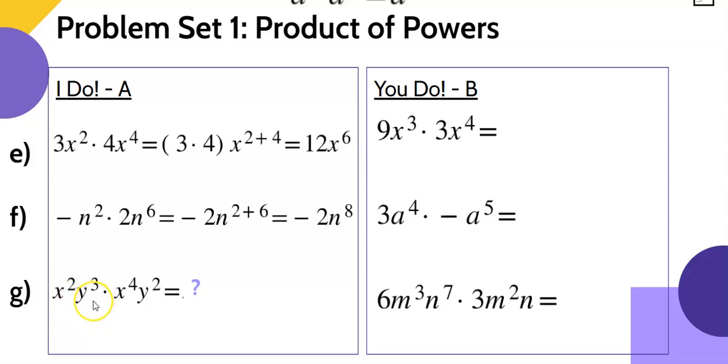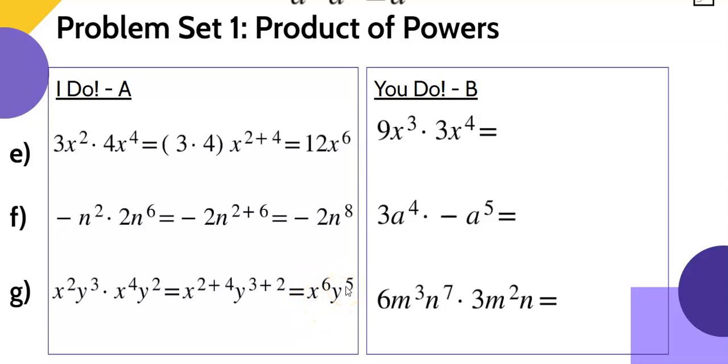Finally, for example G, we have two variables, but you approach it the same way. So x to the second power and y to the third power times x to the fourth power and y to the second power. Just approach it kind of as if they were two problems in one. So if we only focus on the x's, because remember, they have to have the same base. This has an x, this has an x, so these are the ones I can add. This has a y, this has a y, so these are the exponents I can add. So you'll have x to the 2 plus 4 power, and y to the third and y to the second will give you y to the 3 plus 2 power. Well, 2 plus 4 is 6, and 3 plus 2 is 5, so you simplify it: x to the 6th power and y to the 5th power.